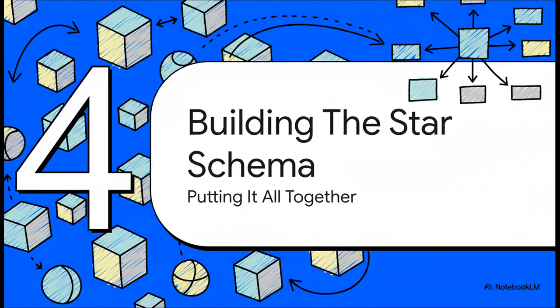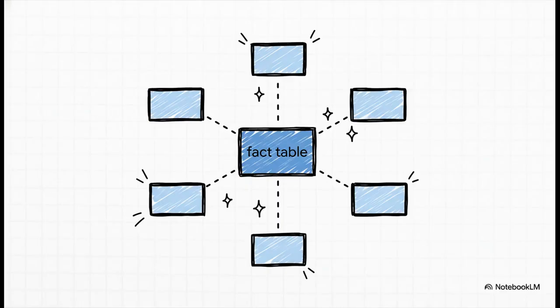All right, so we've got our facts and we've got our dimensions. Now, how do we actually connect them in a smart, efficient way? Well, that brings us to the most common structure you'll see in dimensional modeling. It's called the star schema, and the name is perfect because, well, it literally looks like a star. You have your fact table sitting right in the middle, and all the dimension tables connect to it, radiating out like the points of a star.